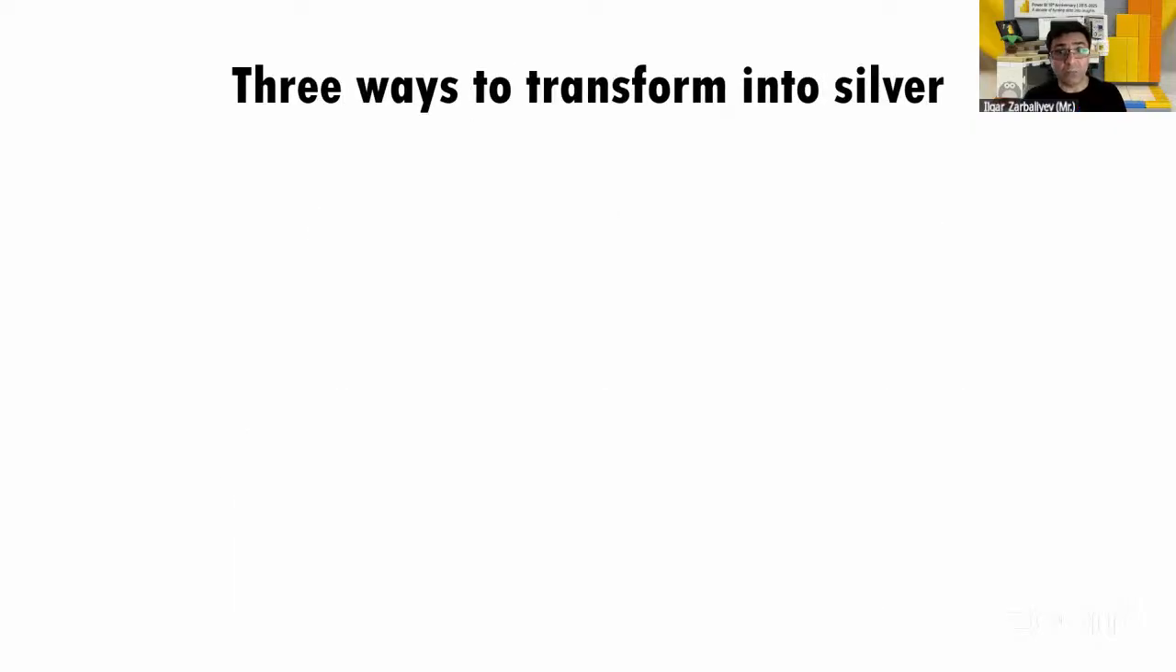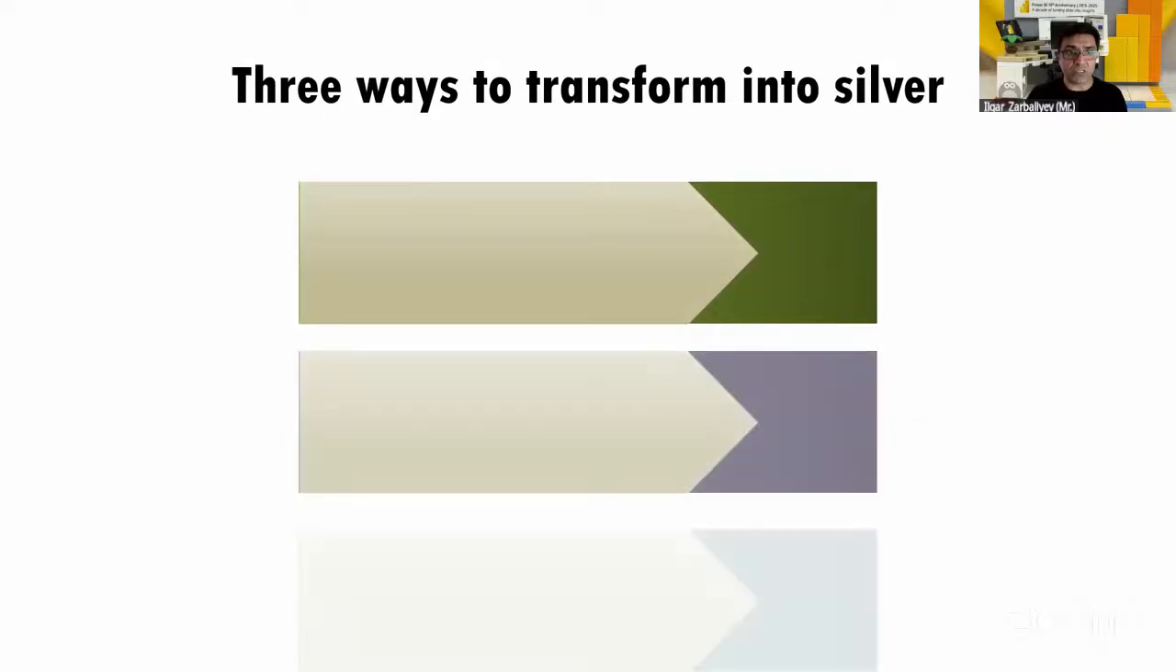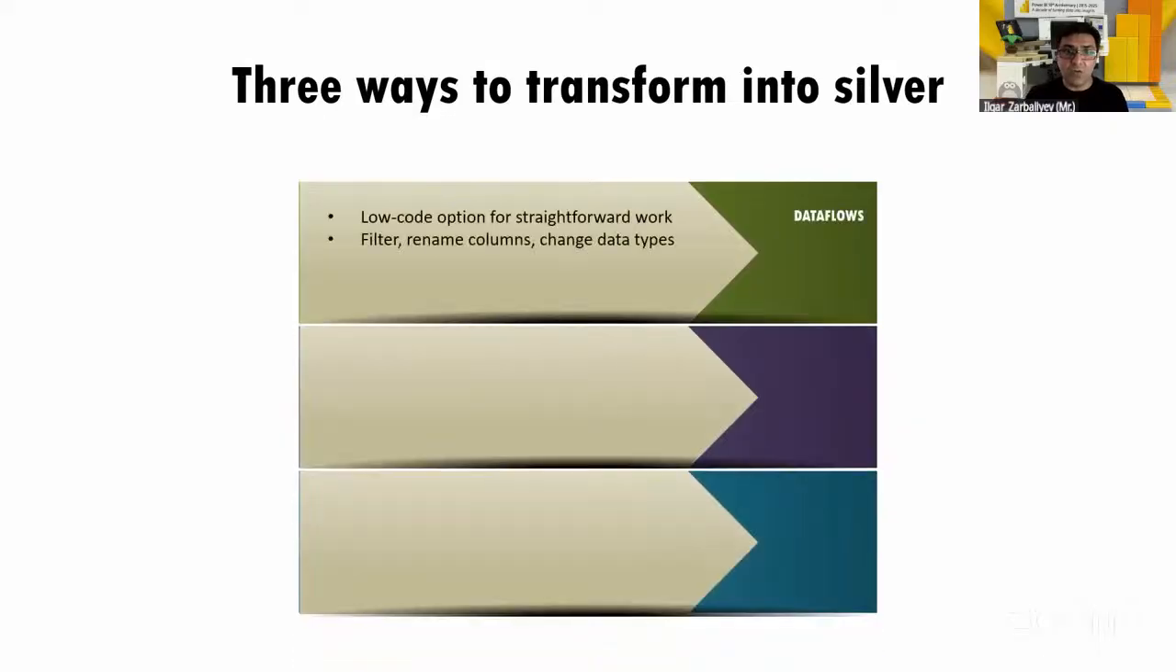Session 2, part 2. Moving data from bronze into silver. Fabric gives you 3 options. First, Dataflow Gen 2, the low-code option. They work well for straightforward transformations: filtering, renaming columns, changing data types. If your team comes from a Power Query background, they will be productive immediately.